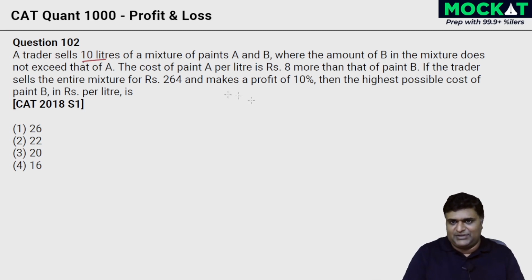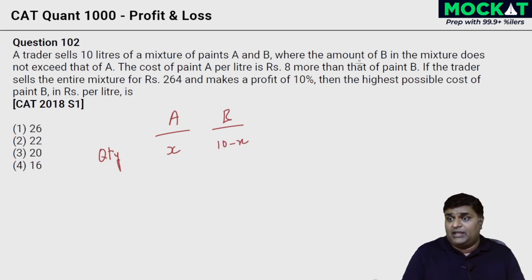You have 10 liters given over here, rupees 264. Let's go with variables, right? So I told you, if you have too many absolute values, just stick with variables. So A and B. Now, what's the quantity? Let's say A over here is going to be X liters. What about the quantity of B over here? That's going to be 10 minus X liters.